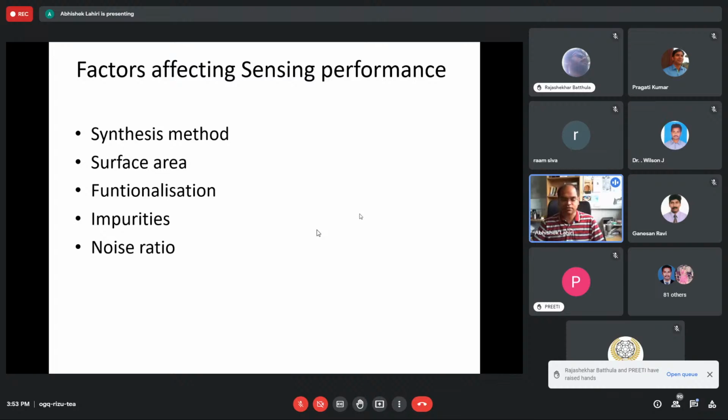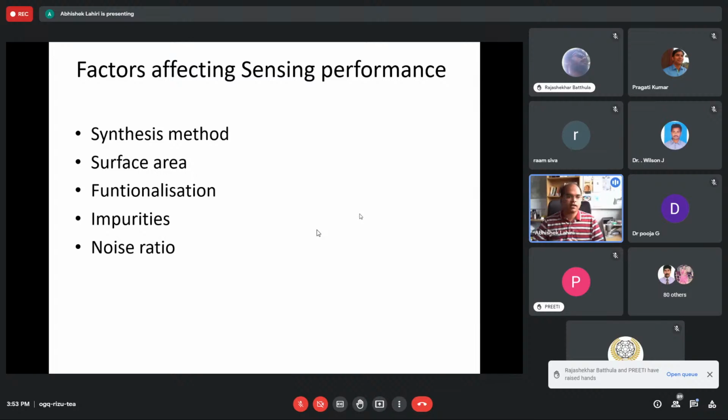And the noise ratio. What is your background noise for sensing? For example, for an electrochemical sensor, is it microamps, nanoamps or picoamps? What is your noise ratio? Where would you really say that a signal is not because of the noise, and how is the impurity going to affect your noise ratio? So these are some of the key factors in improving sensors.